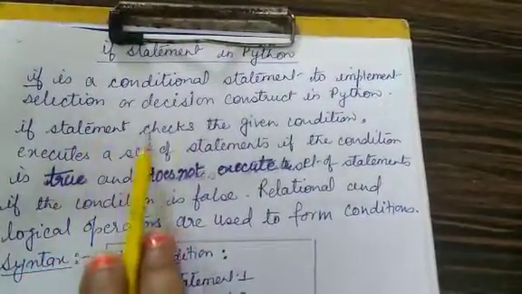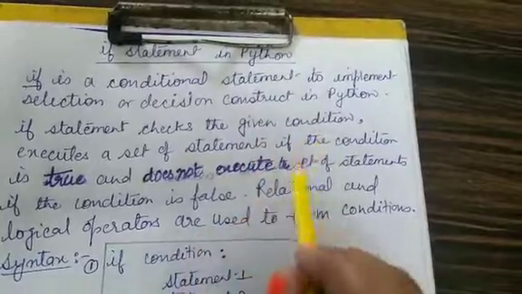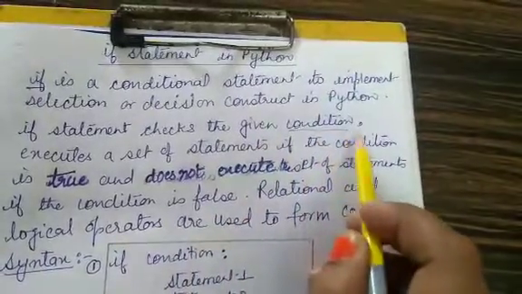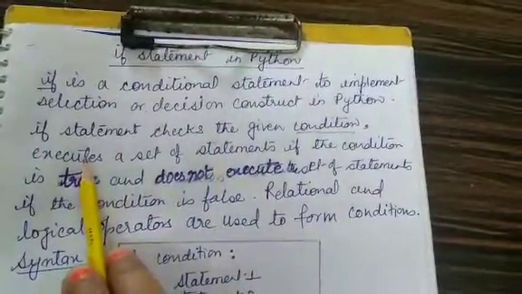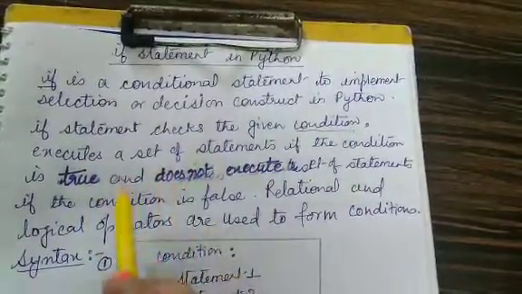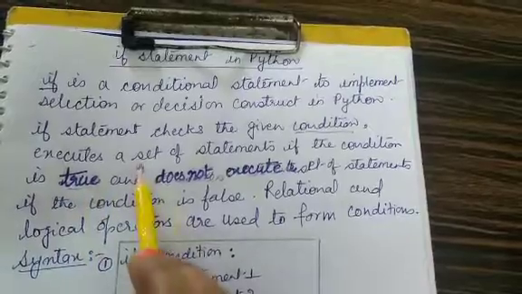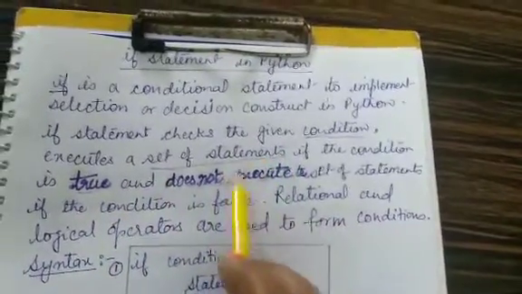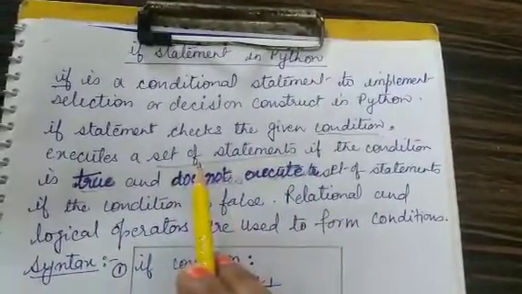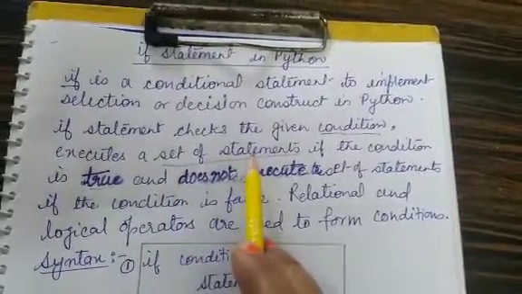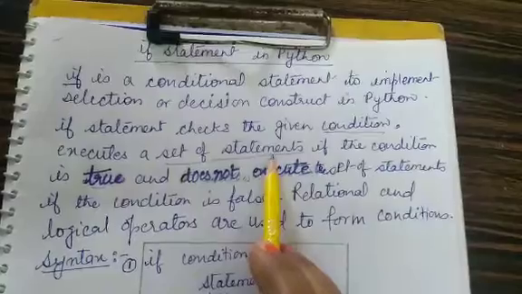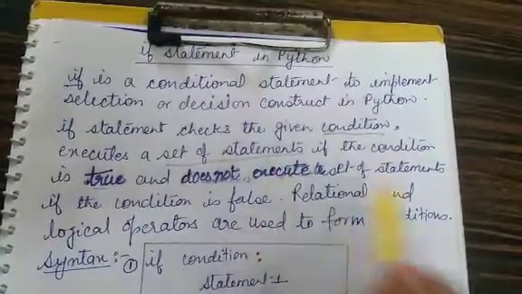Now the if statement checks the given condition, so we have to give a condition after the if statement. That is clear from this part. That condition is evaluated, and it can be true or false. If it is true, a set of statements is executed, and if it is false, those statements that are included within if, or that are part of if, will not be executed. That is how the if statement in Python executes.